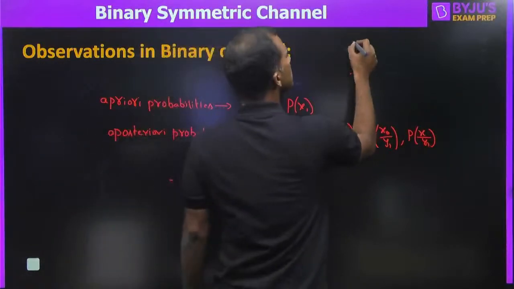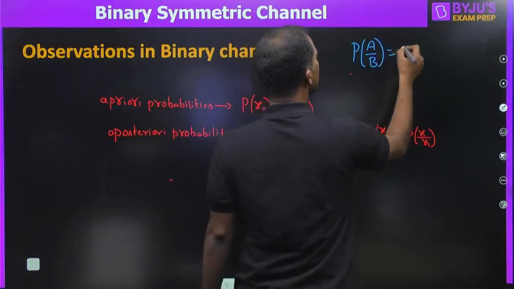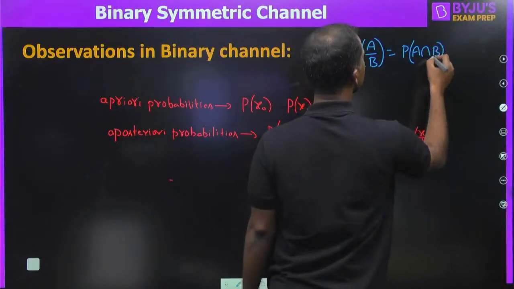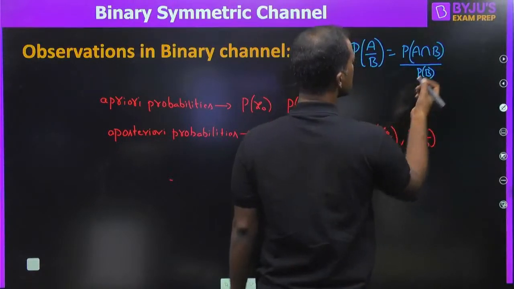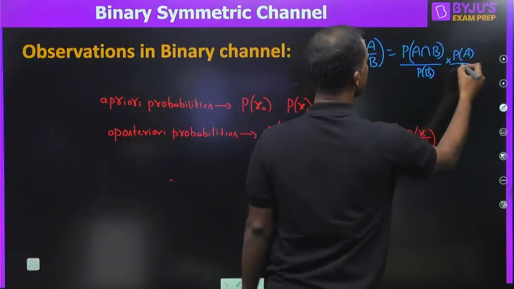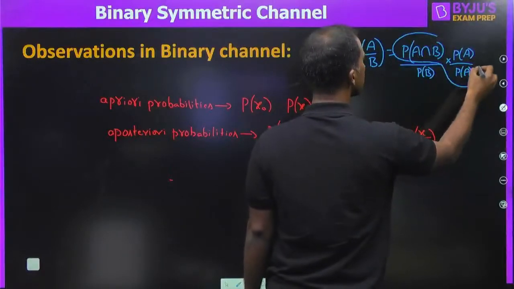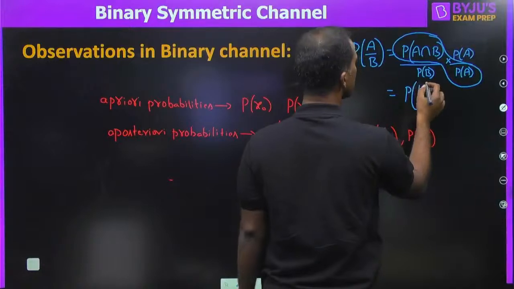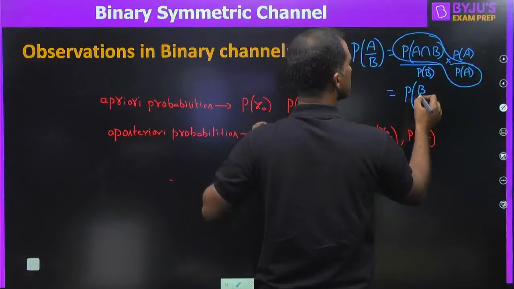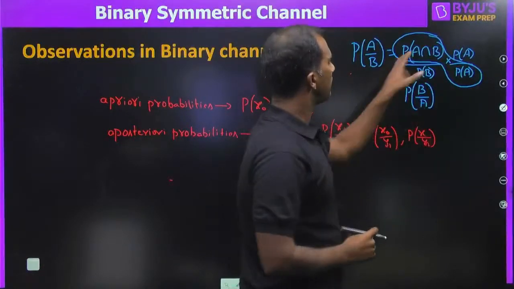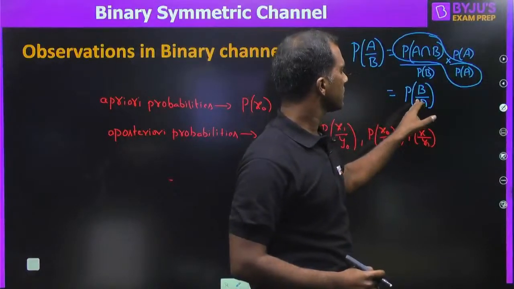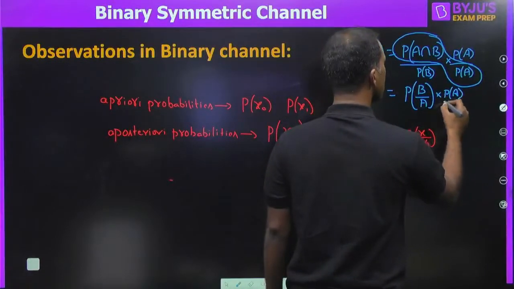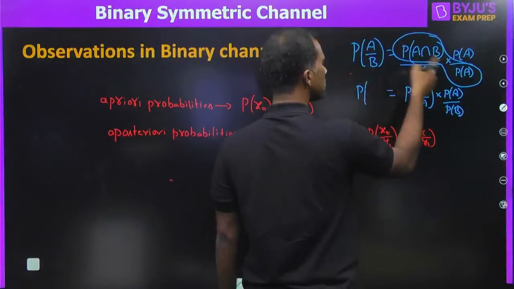Let me write something here. Can anyone tell me the relation between P of A given B and P of B given A? P of A given B, you know that we can write as P of A intersection B divided by P of B, right? So let us multiply and divide with P of A. These two we will combine, and we will get P of B given A. In the denominator it should be P of A. So P of B given A, if you expand it, is P of A intersection B divided by P of A. It's a very simple relation. If you forget it also, you can get it back easily.